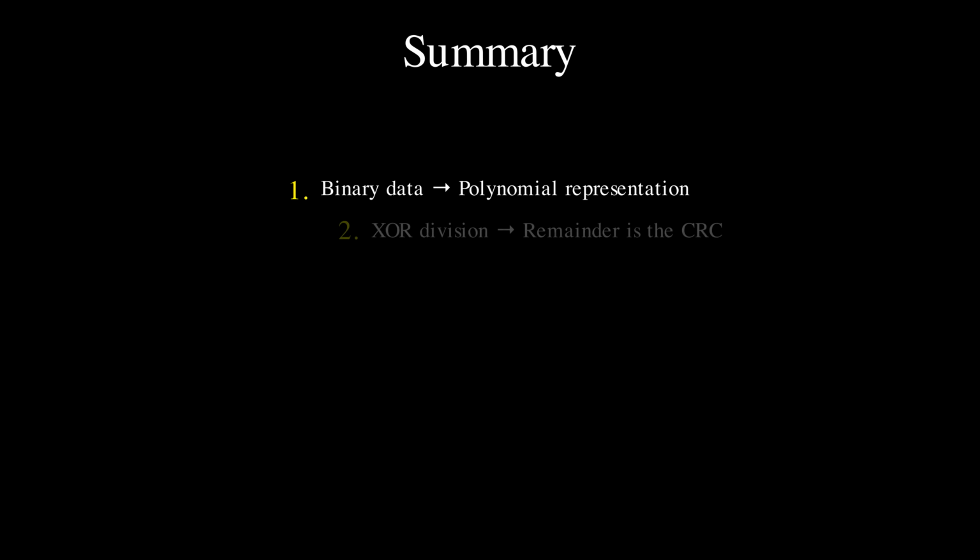Let's summarize what we've learned. Let's review the key points about CRC. First, CRC treats binary data as polynomials. Each bit position corresponds to a power of x. Second, CRC uses XOR-based polynomial division. The remainder of this division is the checksum.